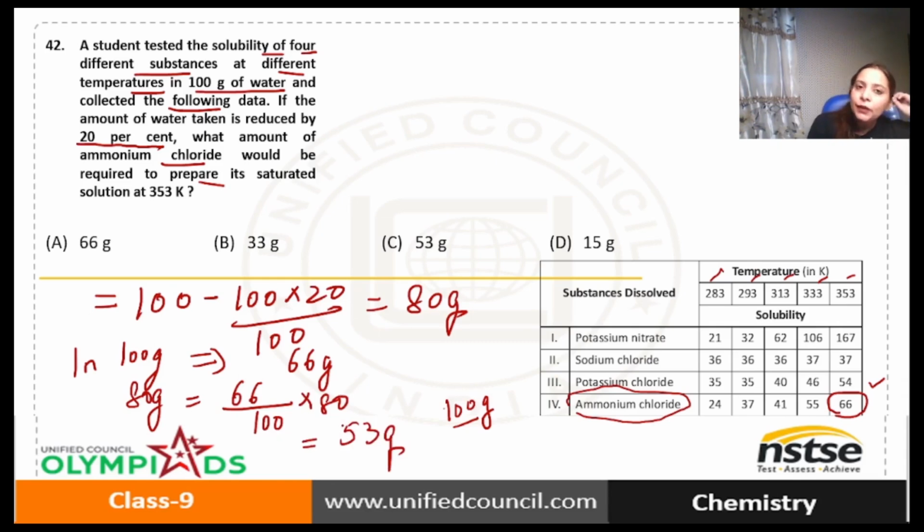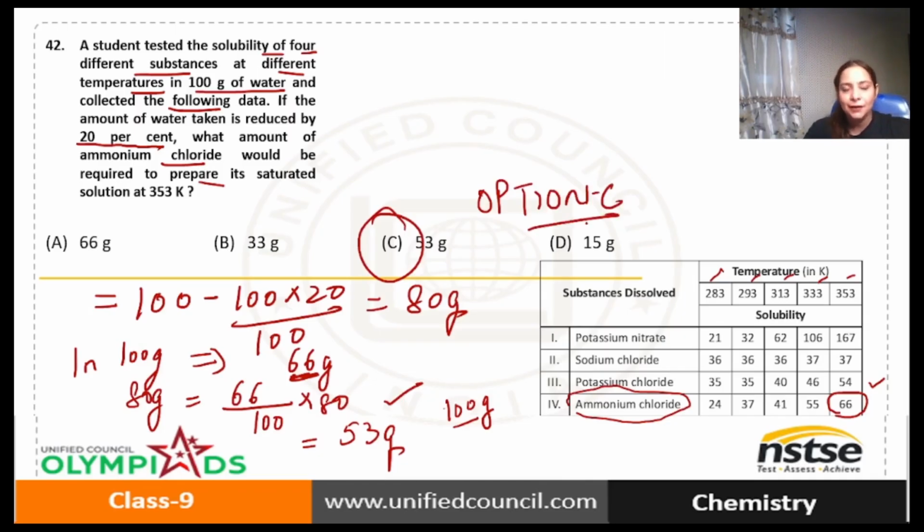So basically by the unitary method we have done that in 100 grams it is 66, so in 1 gram it is 66 by 100, so in 80 grams it is 66 by 100 into 80. Solve for it and you will get your answer as 53 grams. So therefore the correct answer for this would be option C.